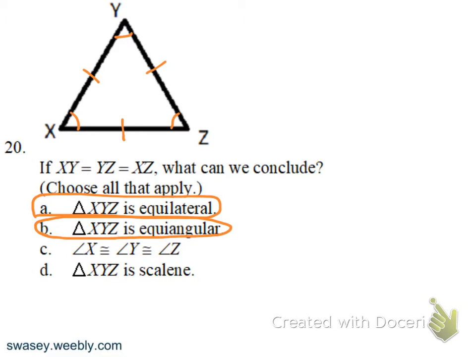And we've already marked up all the angles. Those are all congruent, so that's true as well. Scalene means that the sides are different lengths, and so scalene would not be true. Notice that it says choose all that apply, so that encourages you to select more than one answer.